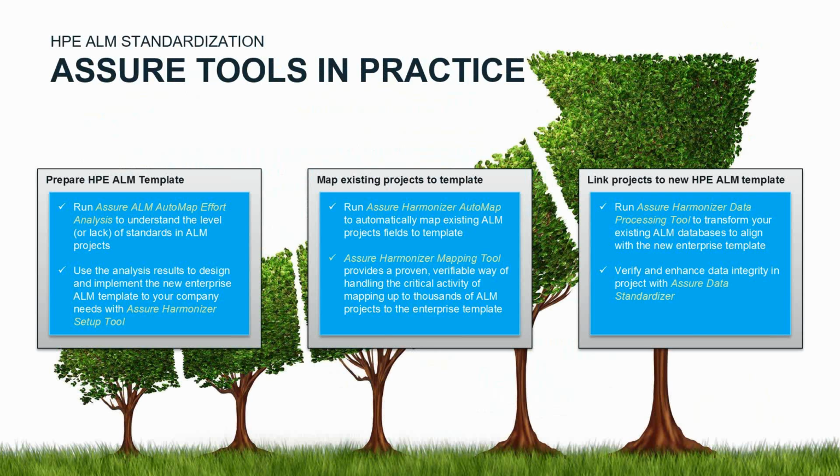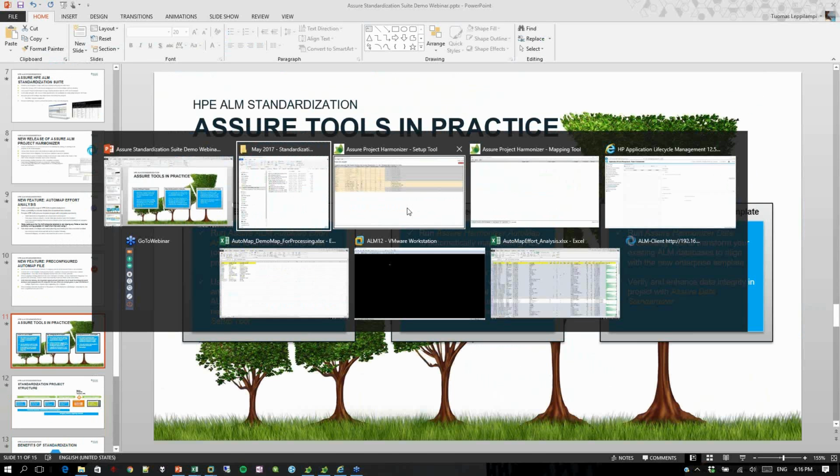With these analysis results, we design and implement the new enterprise ALM template. And for this, we also use the Azure Harmonizer setup tool. Whenever we go to map existing projects to the template, we run the Azure Harmonizer automap to automatically map existing ALM projects to the template. It provides us a proven, verifiable way of handling the mapping of up to thousands of projects. And then we go to the actual linking of the projects to the new HPALM template, and then scrubbing the data to verify and enhance the data integrity in the projects. So I'm going to go to the demo now, and you will see how this all works.